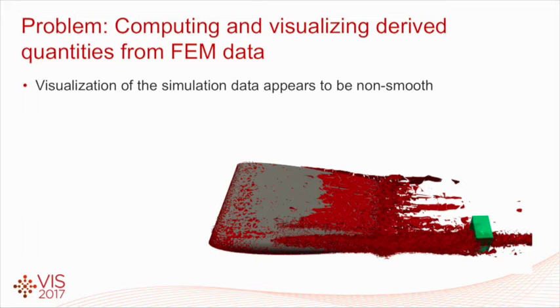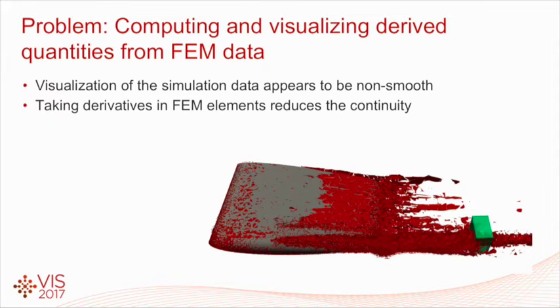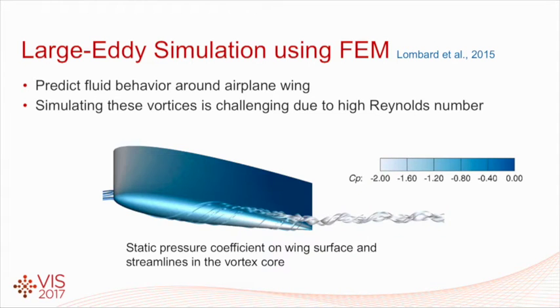So where did this data come from? This data has come from LES simulations. The LES simulations help in understanding the formation and evolution of the wingtip vortex. These simulations also help in understanding the fluid behavior around an aeroplane wing. These vortices are hard to simulate due to the high Reynolds number required. Lombard et al. in 2015 were able to simulate this data very close to the experimental data. And this is the image used in the paper.